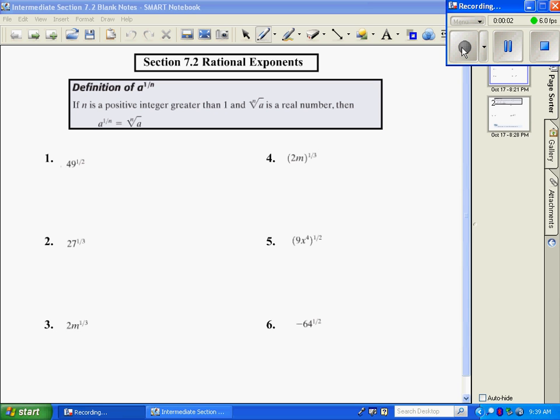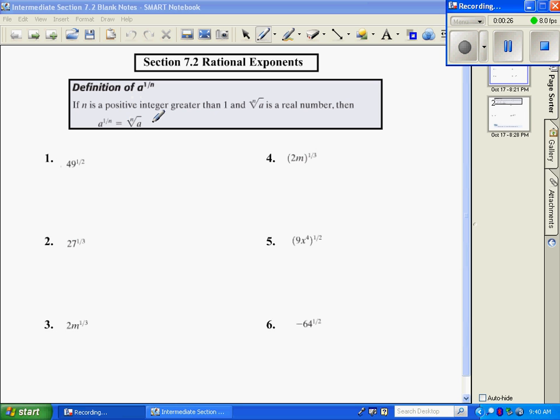In section 7.2, we're going to be talking about rational exponents. That's simply when you have a fraction as an exponent. We can rewrite these, given this definition above: a number to a fractional exponent with 1 as the numerator and n as the denominator can be rewritten as this radicand, which we learned to evaluate in the last section.